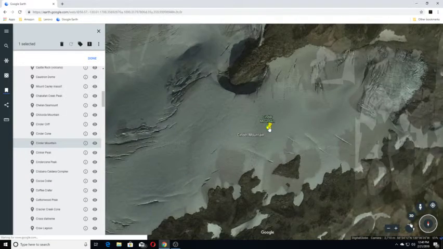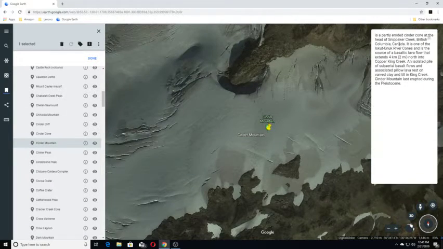And I'm going to have to click this one open. It is a partly eroded cinder cone at the head of the Snickpacker Creek, British Columbia, Canada. It is one of the Iskut-Inuk river cones and is a source of basaltic lava flow that extends 4 kilometers or 2 miles north into the Copper King Creek.